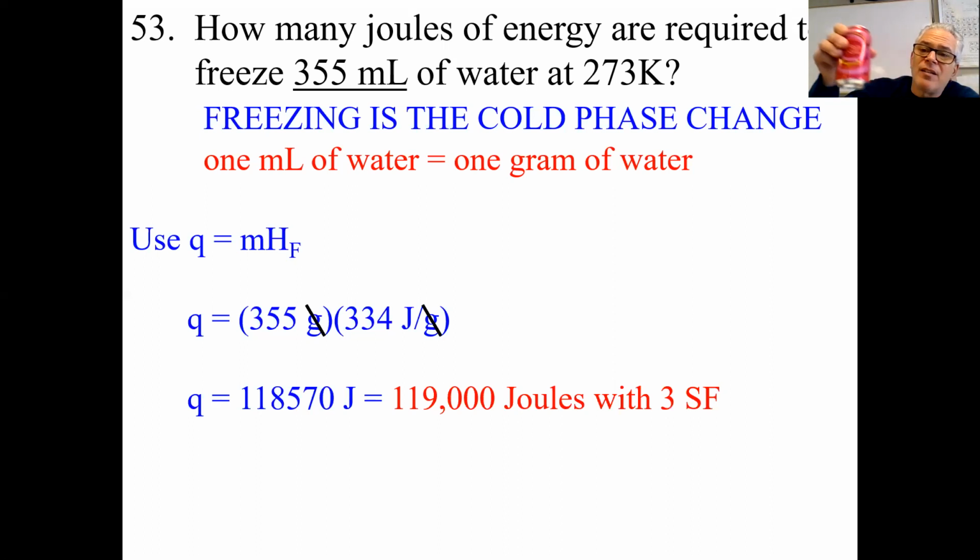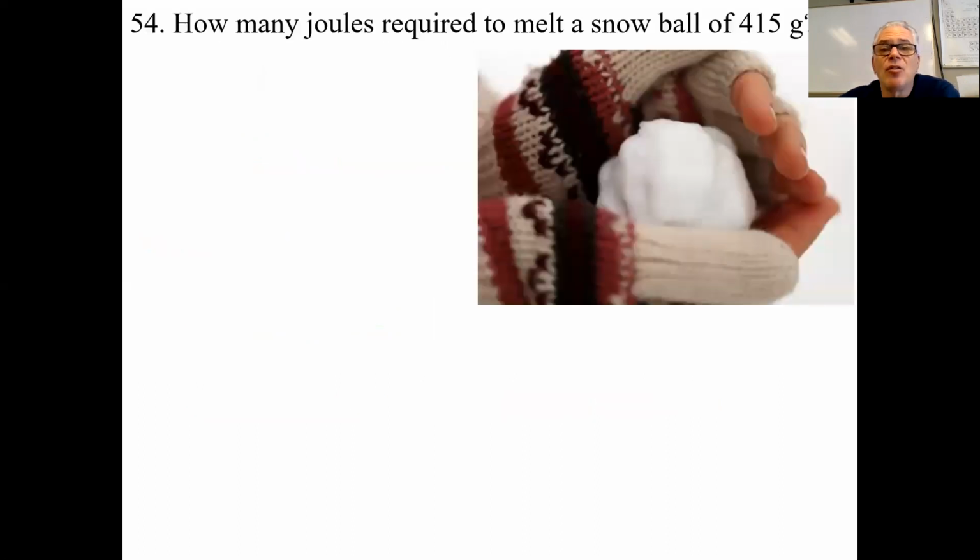In order to freeze this much water at the freezing point, it's 273 liquid. We want to make it 273 solid. We have to remove 119,000 joules. That's just an amount of energy. We can do this. That's what your freezer does. It pulls that much energy out and turns your liquid water into ice cubes.